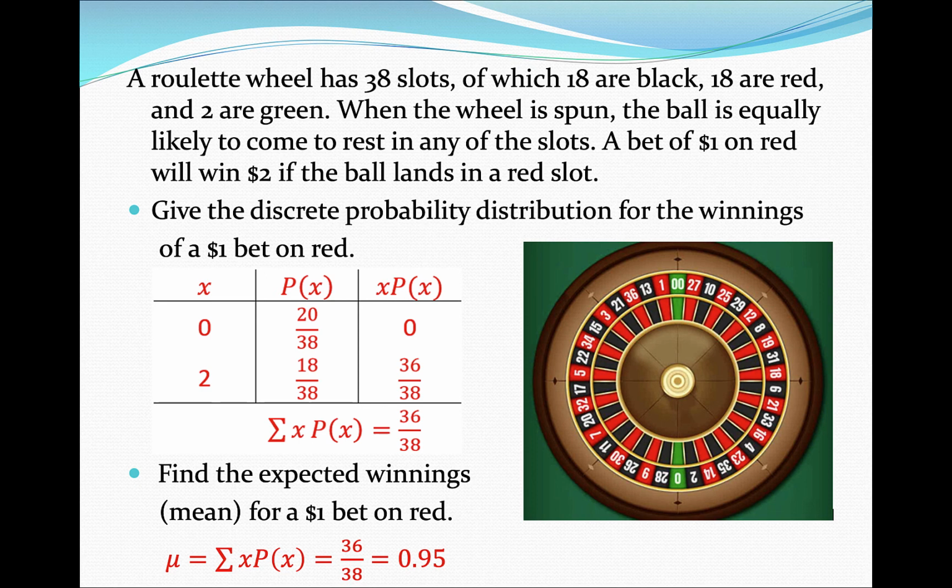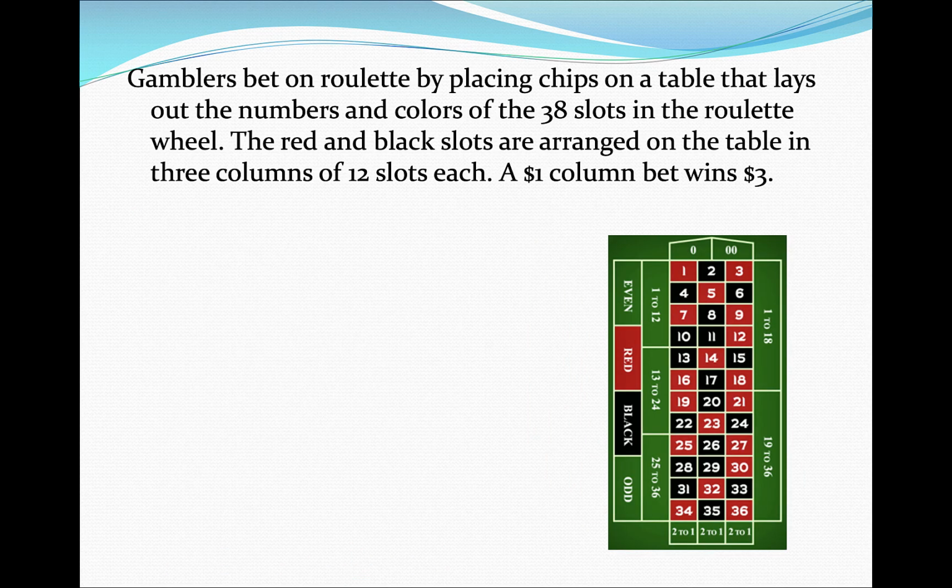So there are a lot of ways to bet in roulette. Let me show you one other example with roulette. We're going to look at what's called a column bet. On the table, you can see a picture here. You can lay chips out on the table in these different places to place a bet.